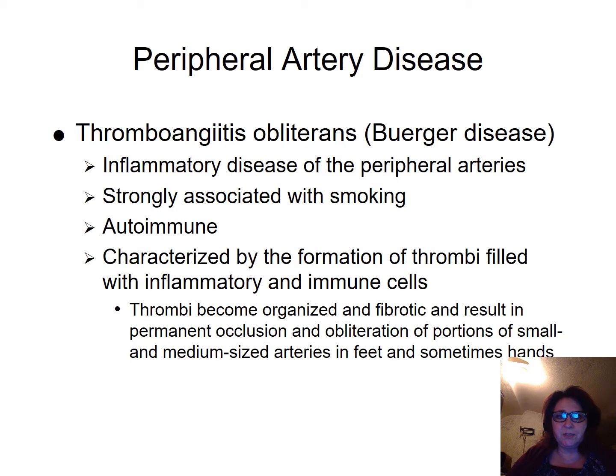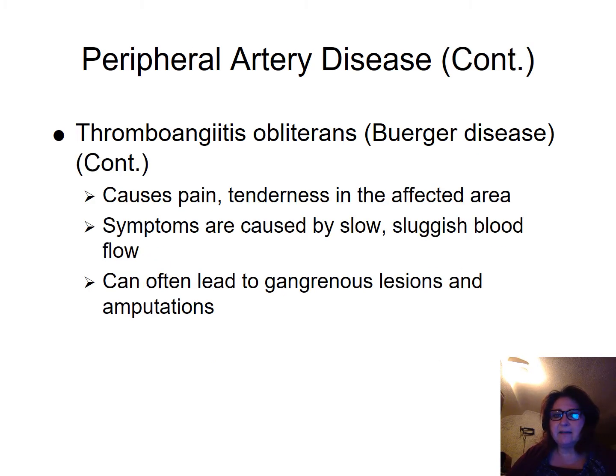Now, this is a disease, Buerger disease. It's an inflammatory disease strongly associated with smoking, and it's autoimmune. You're going to find more and more autoimmune disorders. The thrombi become organized and fibrotic and result in permanent occlusion and obliteration of portions of the small and medium-sized arteries in feet and sometimes hands. That's Buerger disease. It causes pain and tenderness in the affected area. Symptoms are caused by slow, sluggish blood flow and can often lead to gangrenous lesions and amputations. So remember that this one is really closely associated with smoking.